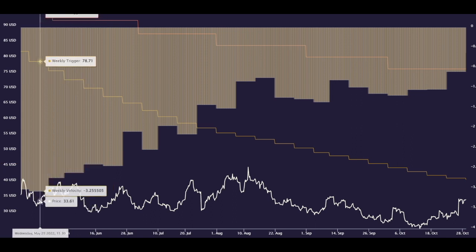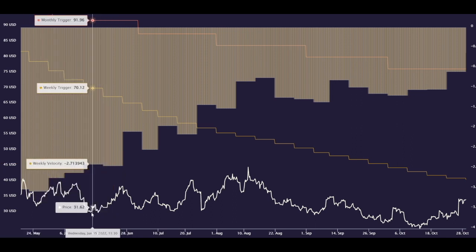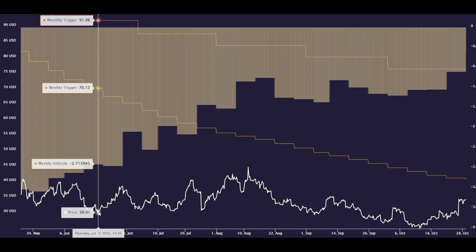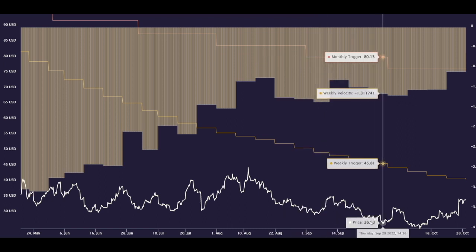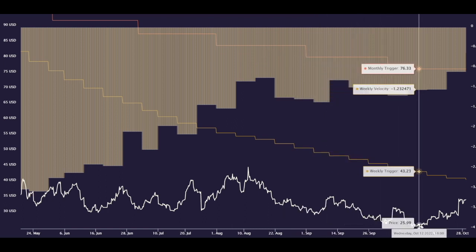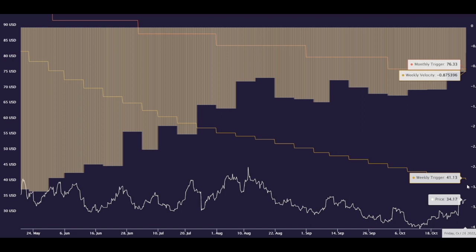Here's your low. Here's your most extreme print. Here's your first low, 30.1. I don't count this because it's weekly, so we go by macro moves, and this is only a 70 cent difference. So here's your second bullish divergence, and here's your third bullish divergence, and what do you know? Price is on its way to attack the weekly trigger.